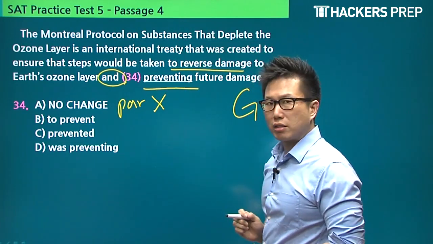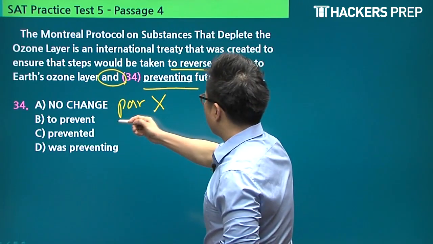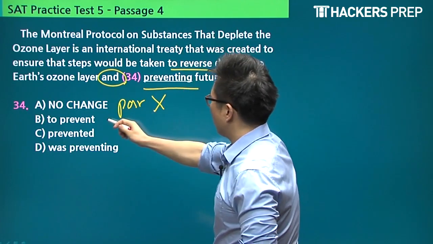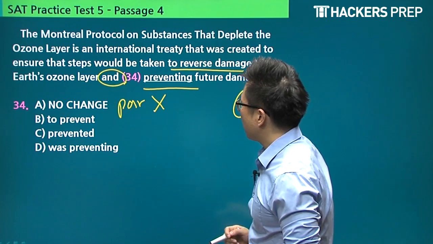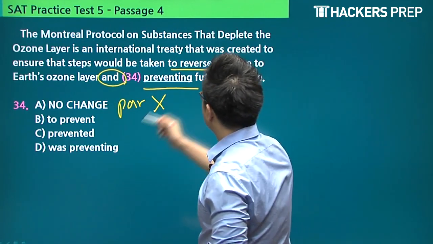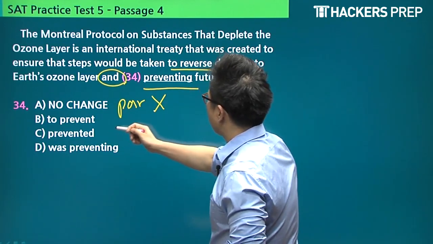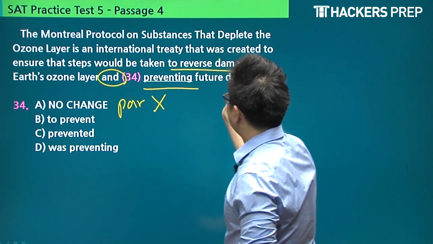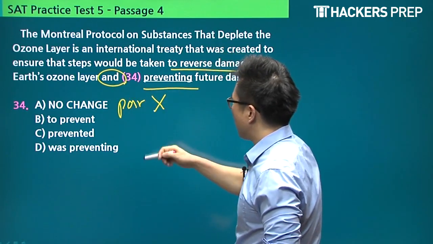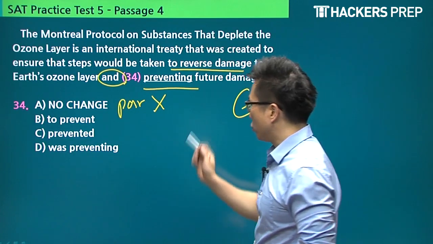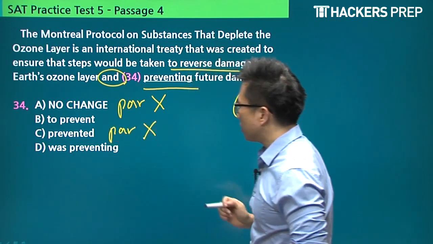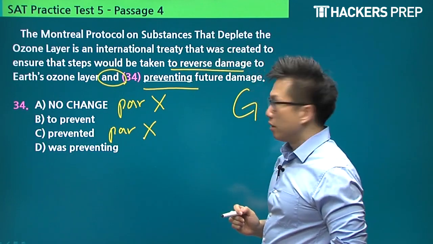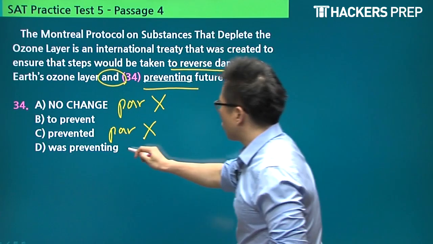Let's look at the next answer choice. To prevent. Now that works well. You have to reverse and to prevent. That works well. Let's keep this for now. Look at C, prevented. Now you wouldn't have prevented here. Maybe it might be saying steps will be taken to reverse the damage and prevent it. That makes no sense parallel-wise. So you can cross this out as well. This is not parallel. And if you look at D, was preventing. Again, this is also a parallel problem.